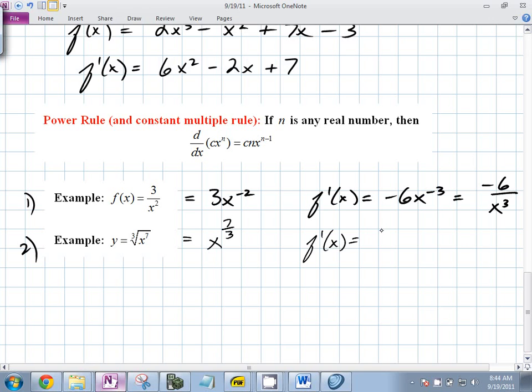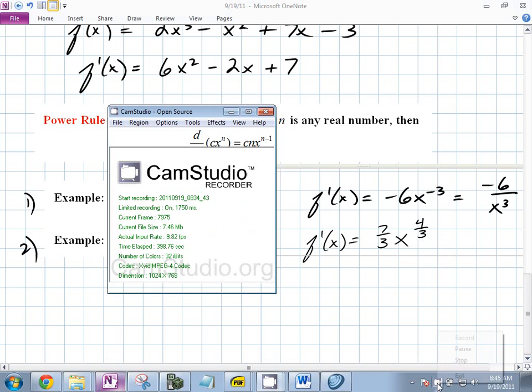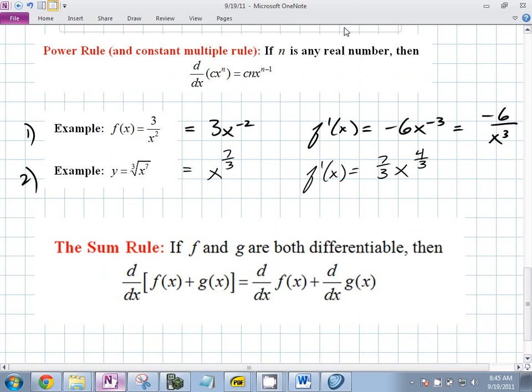what do you think it equals, Hutch? 7/3 x to the 4 over 3. Subtract 1 from the top. Yeah. Works with anything. Absolutely. Good. So you take each derivative separately.